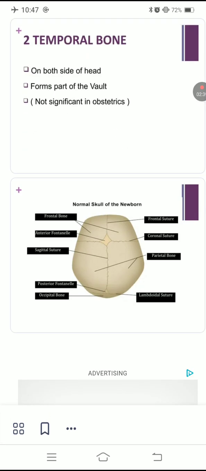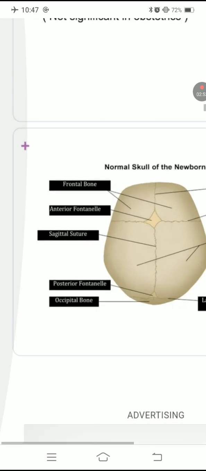Next, two temporal bones on both sides of the head. Temporal bones are present. It forms part of the vault and is not significant in obstetrics. Here we can see the normal skull of the newborn.